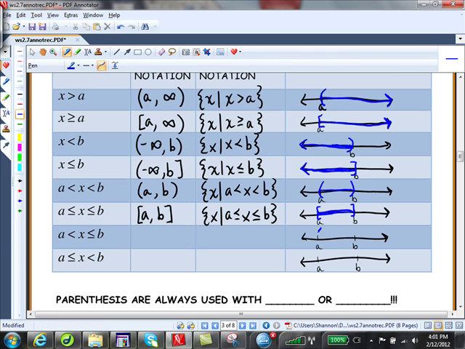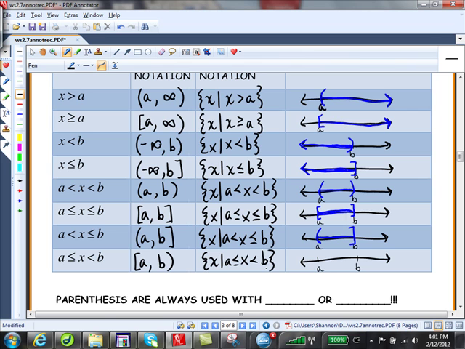And now A is not included, but B is included. So A would have a parenthesis, B would have a bracket, x such that A is less than x, less than or equal to B. And finally, now A is included and B is not included. So it would be x such that A is less than or equal to x and x is less than B.